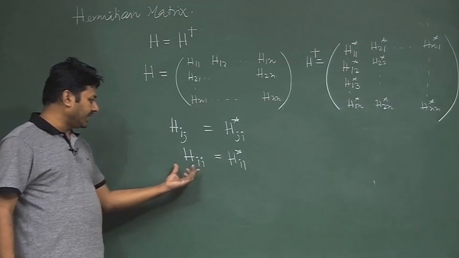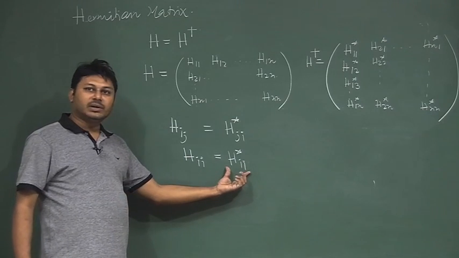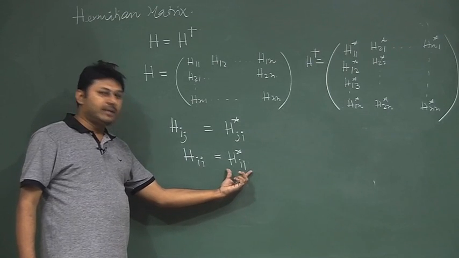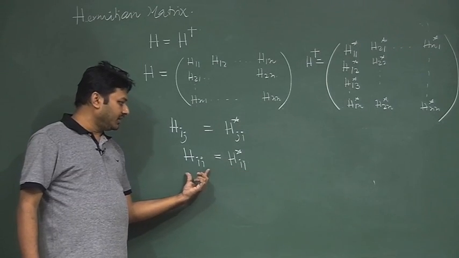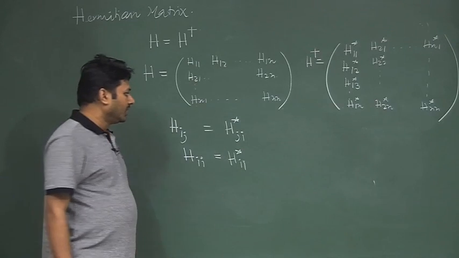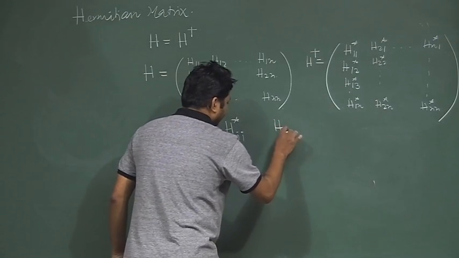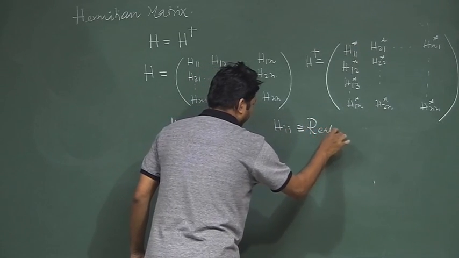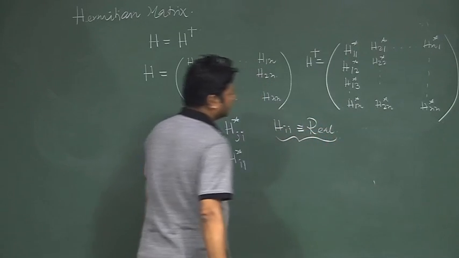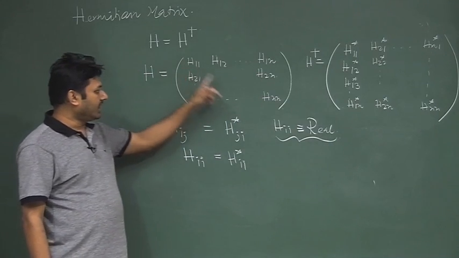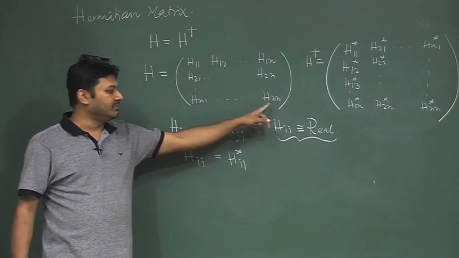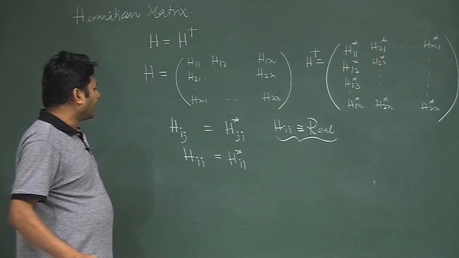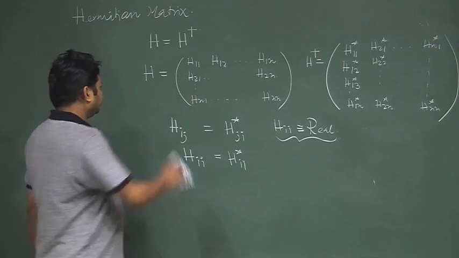We know that if a quantity and its complex conjugate are the same, then it has to be real. So Hii has to be real. That means in a Hermitian matrix the diagonal elements have to be real quantities. That is one important outcome that we find.